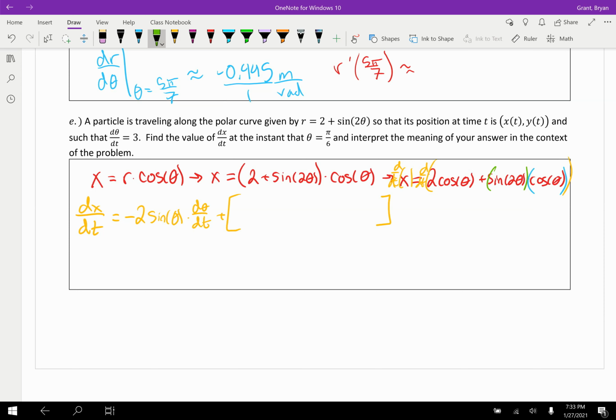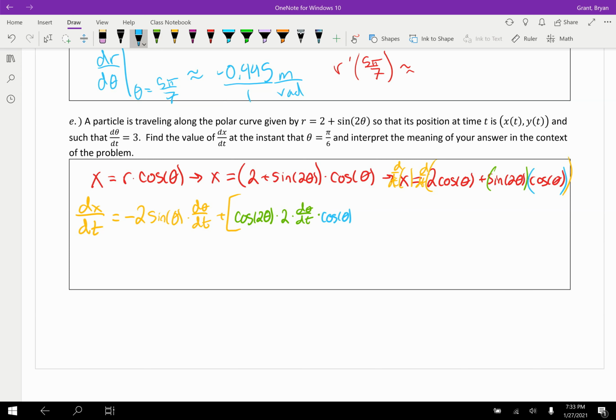The derivative of sine of 2 theta we saw before is cosine of 2 theta times 2, the derivative of the inside, but not just times 2, it's times 2 d theta dt. Oof. And then times cosine of theta. I should do that in blue, sorry.